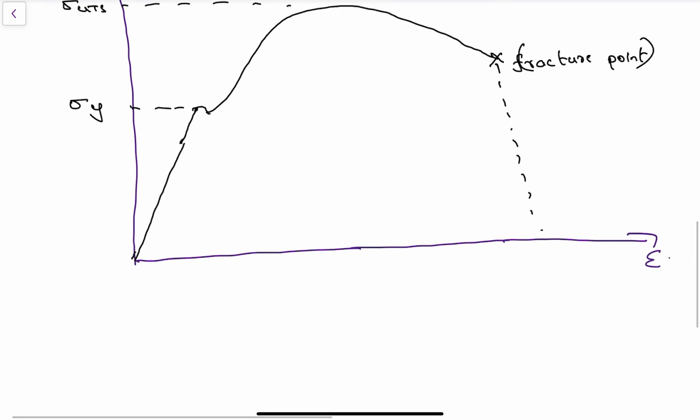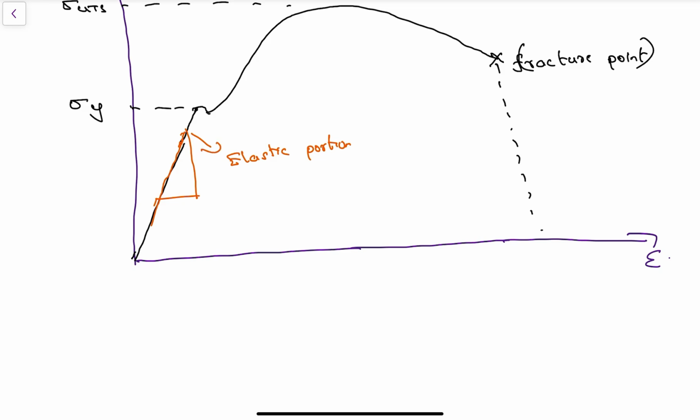You can note that for this region, as you increase the stress and release it, it will trace back this region. So this is called the elastic portion. Up to here, this is called the elastic portion.